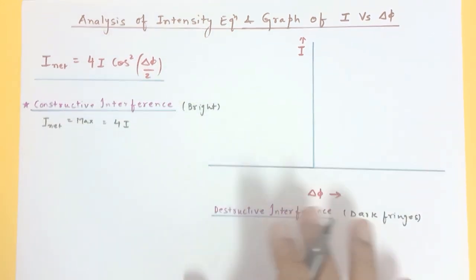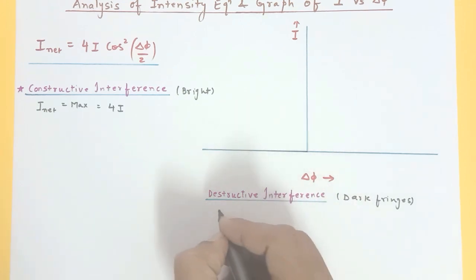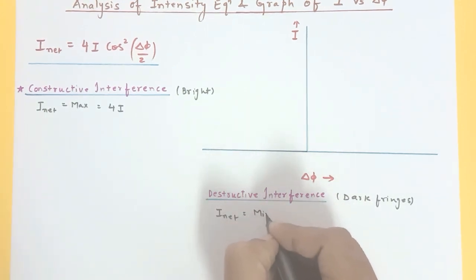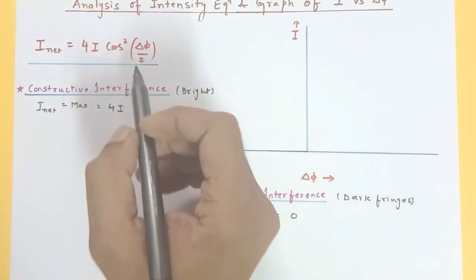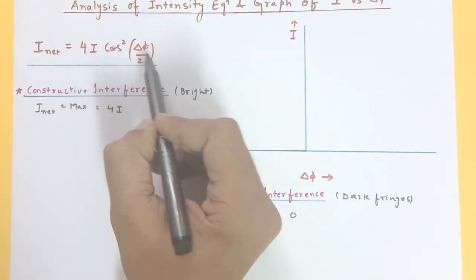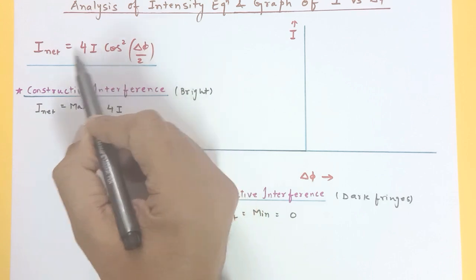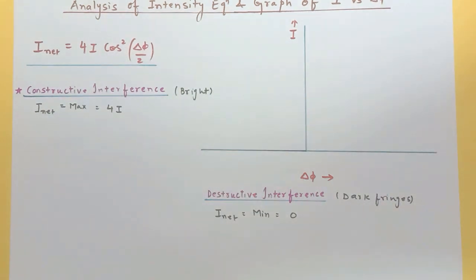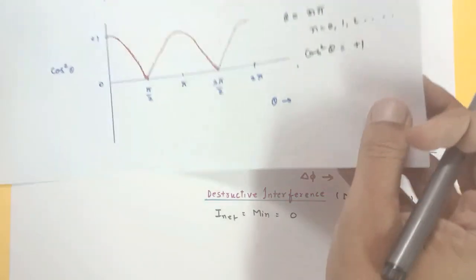one slit. And for destructive interference, I net would be minimum value, and that would be 0 because the minimum value of cos square function is 0. So if I substitute it over here, my intensity would be 0, right? Now let us see this cos square function graph.